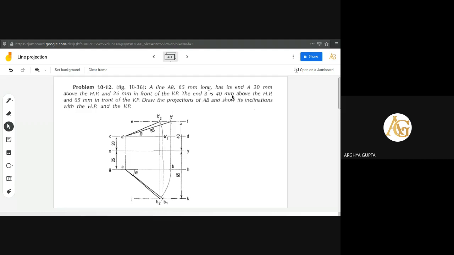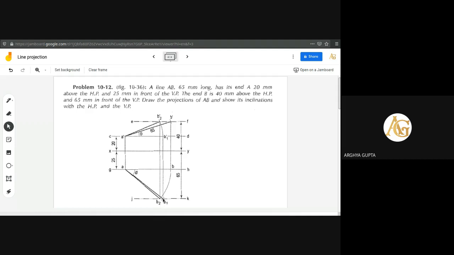Next condition, and 65 mm in front of VP. That means we have to draw a line 65 mm from the XY line. So JK is 65 mm away, as is mentioned already here. So 65 mm away from the XY line, another line is drawn. Again, we have to take the 65 mm length, and that length has to be cut here. So B1 is at the 65 mm length. So AB1, that point is found. AB1 is the 65 mm length here.